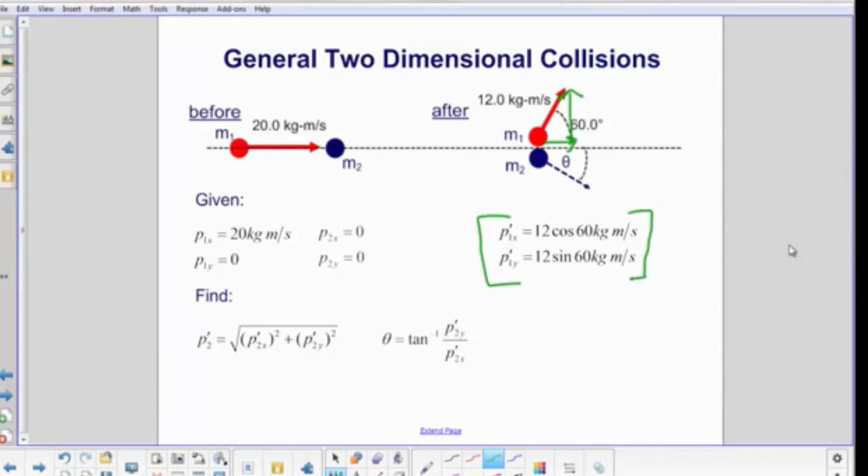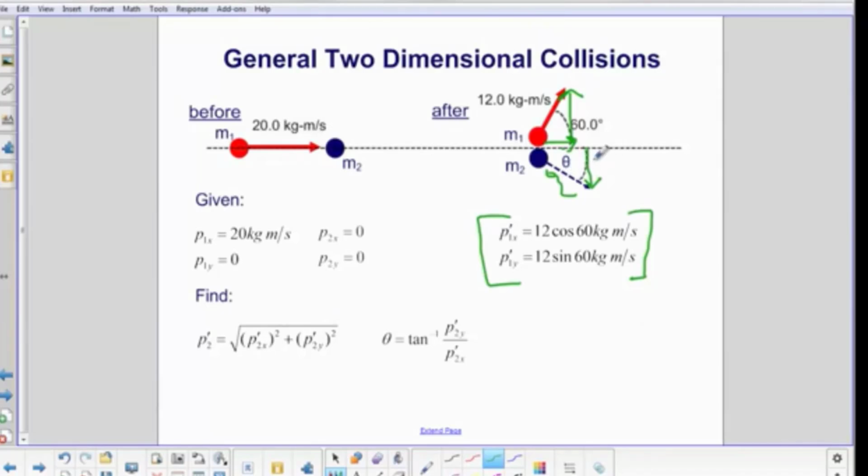So now we have our final momentum of the bowling ball broken down into its x and y components. What we want to find is the momentum of the pin, and that's this vector right here. Now if we draw a right triangle there, we know that this is going to be P2x and this is P2y. So to find the magnitude of the hypotenuse, we just use Pythagoras here. And you can see how we have the primes indicating this is the final momentum. To find the angle theta, we just use the arctan function.